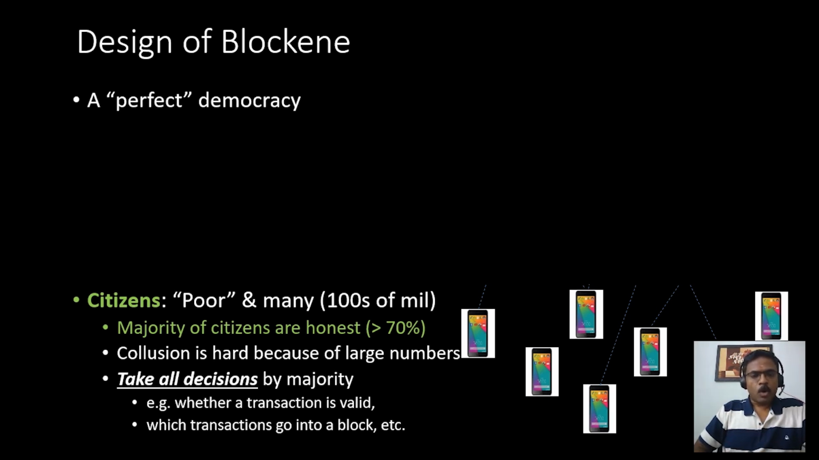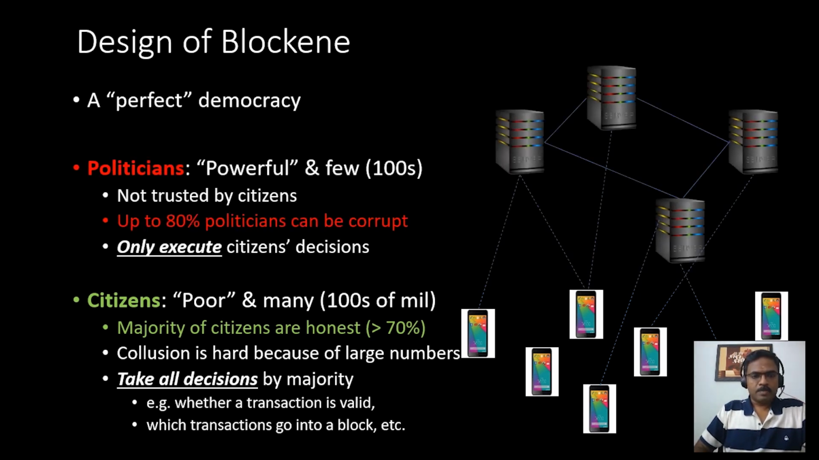Now, all decisions in Blockene are actually taken by a majority of the citizens. For example, whether a transaction is valid, which transaction is actually going into a block, and so on. The other class of entities in Blockene are politicians. Like in the real world, politicians are powerful. They can run powerful servers, and they're largely untrusted by citizens. In fact, we assume that up to 80% of the politicians can be malicious. Unlike the real world, however, politicians don't have any voting rights on their own. All they can do is execute decisions that are taken by a majority of citizens.